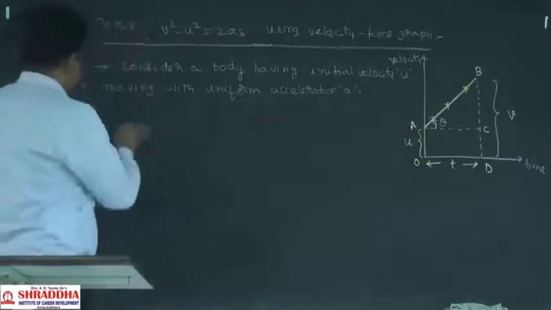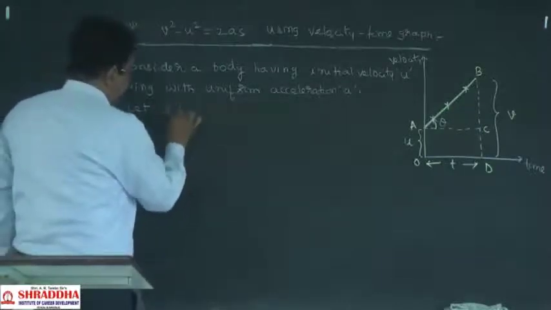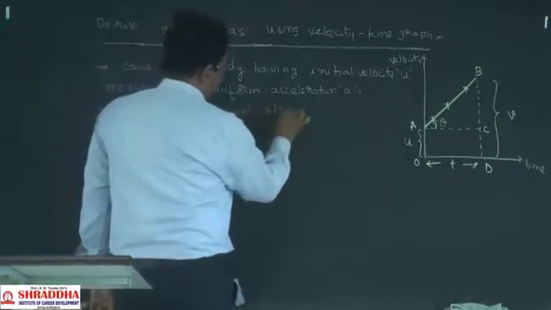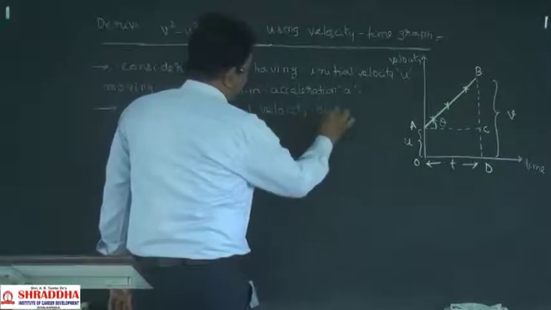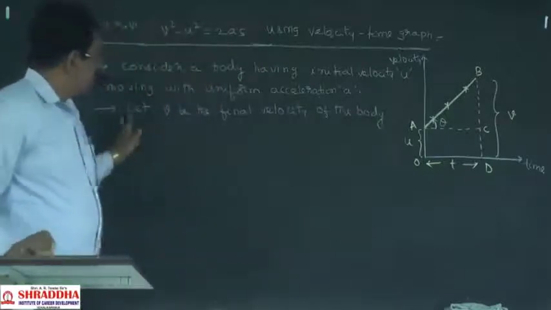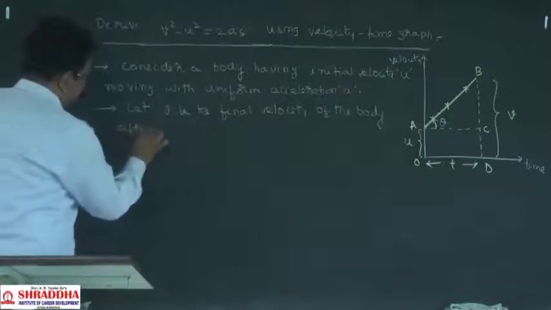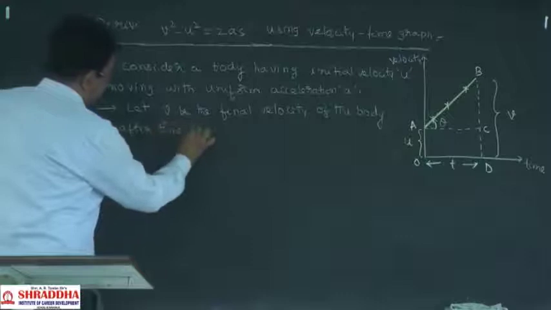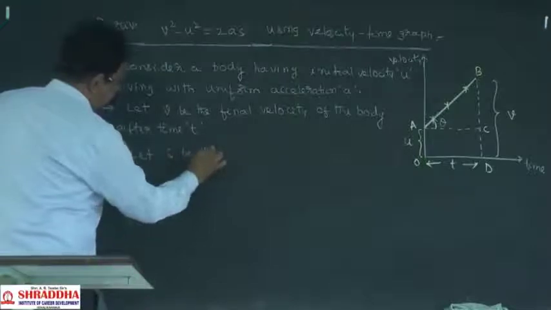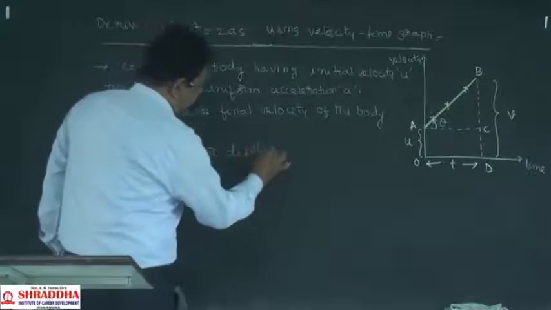Next, let v be the final velocity of the body after time t. Let s be the displacement of the body.